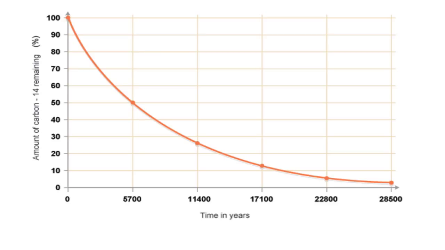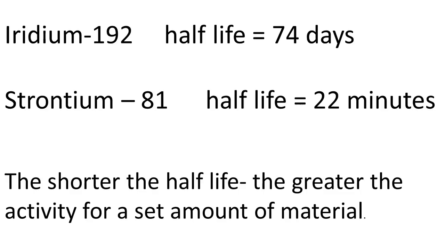So we call 5,700 years one half-life, and 11,400 years 2 half-lives, and 17,100 years 3 half-lives, and so on and so on. So for carbon-14, you've got to wait a while, and for uranium it's much longer than that. For example, iridium-192 has a half-life of 74 days, so much less than carbon-14. Strontium-81 has got a half-life of 22 minutes, really quick.